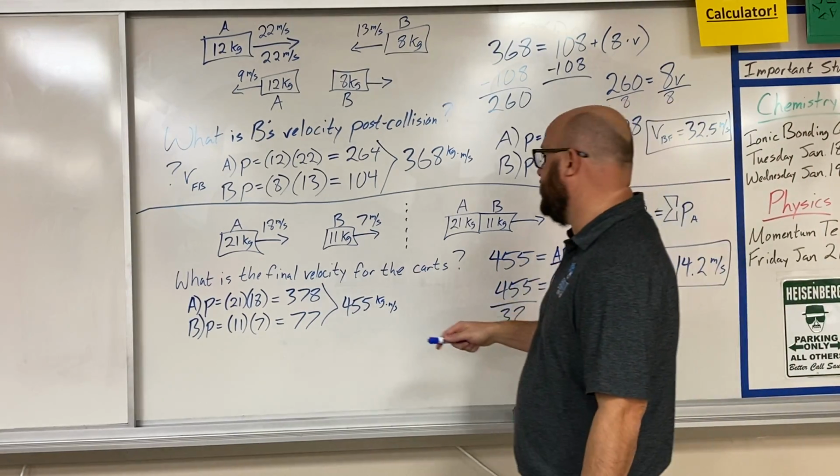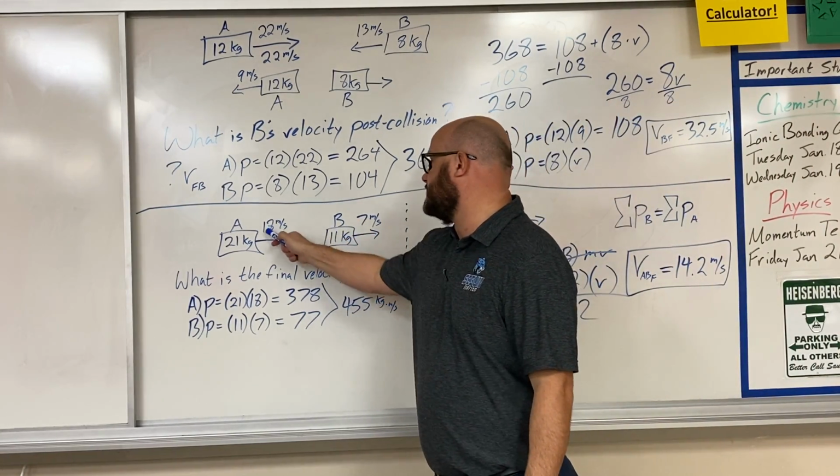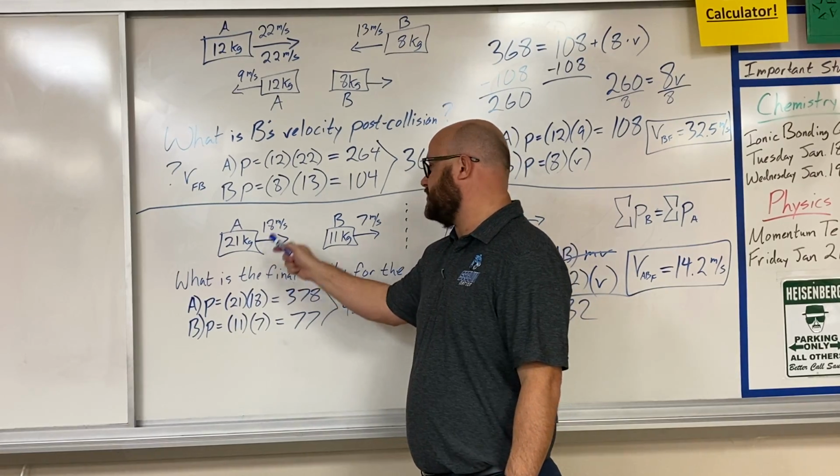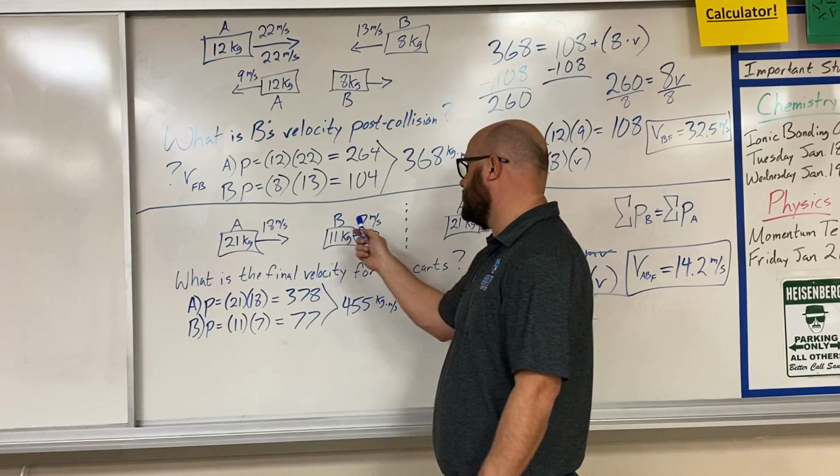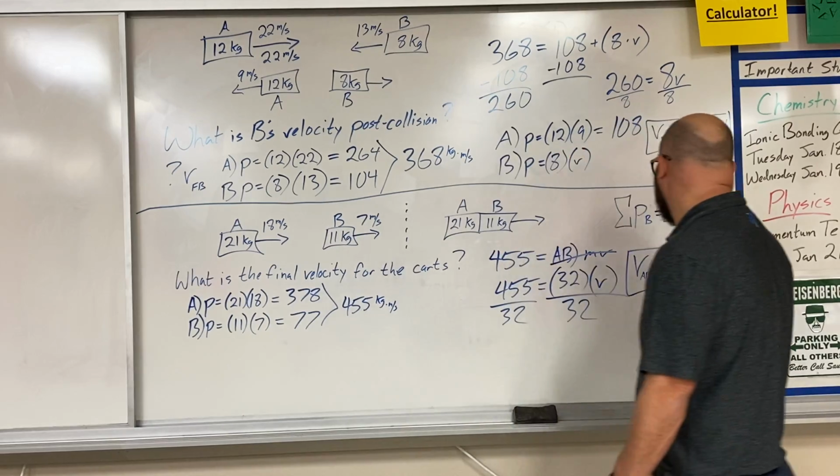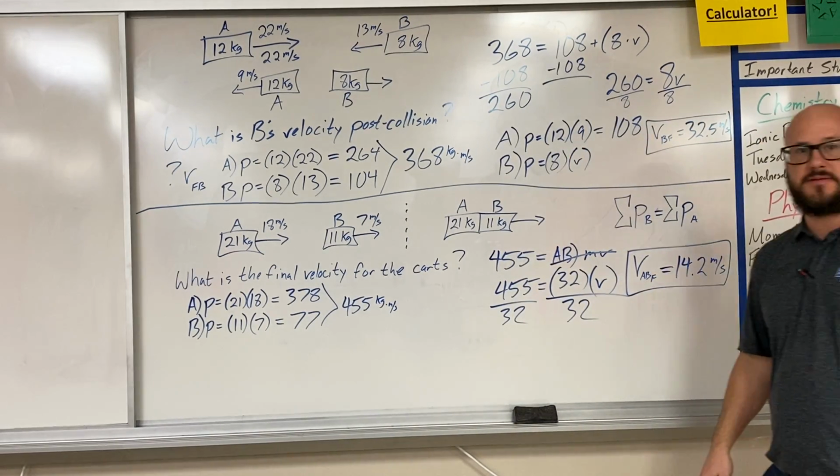Which, when you look at our speeds, makes sense. One was going 7, one was going 18. The faster one is going to slow down, the slower one is going to speed up, and we've got a number in between those two velocities.